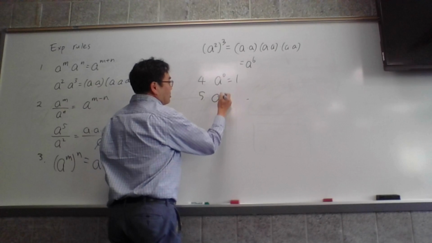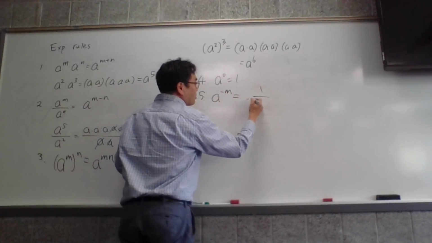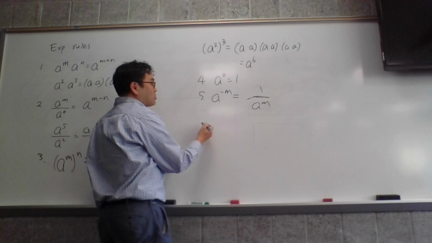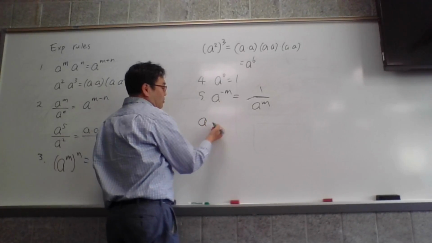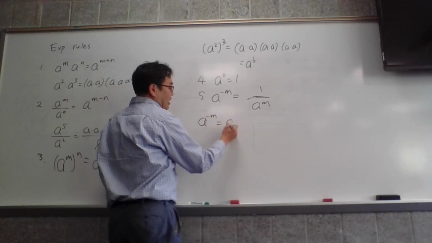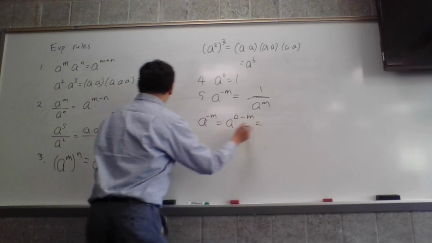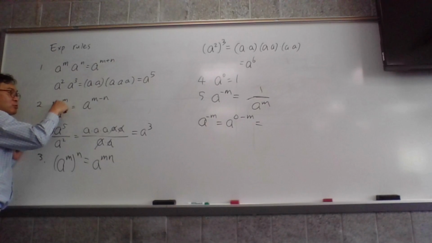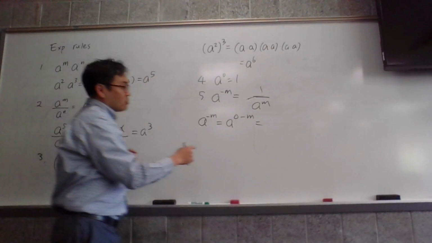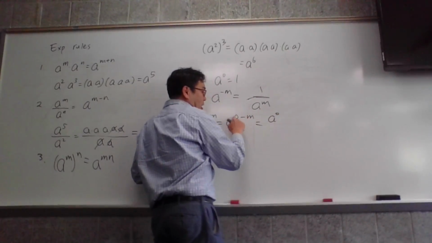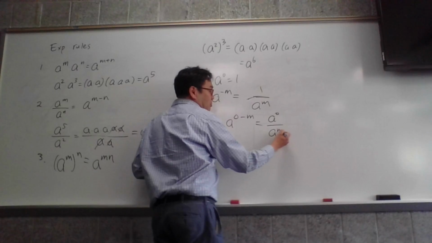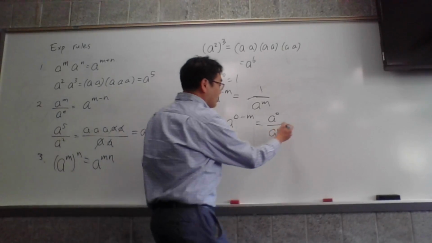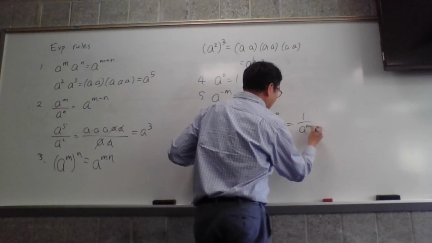Next, a to the negative mth power is the same as 1 over a to the mth power. And the simple proof is that if you have a to the negative m, that's the same as a to the 0 minus m. But now you use this rule backwards. If it's 0 minus m, that's a to the 0th power over a to the mth power, right? But what is a to the 0th power? 1. We just saw that it's always 1, so it's 1 over a to the mth power.